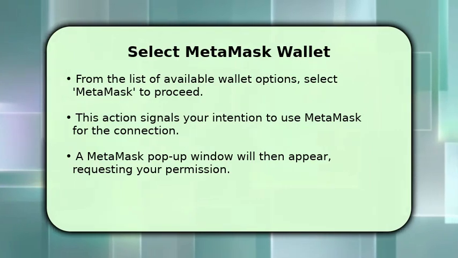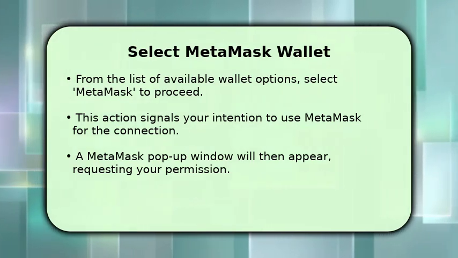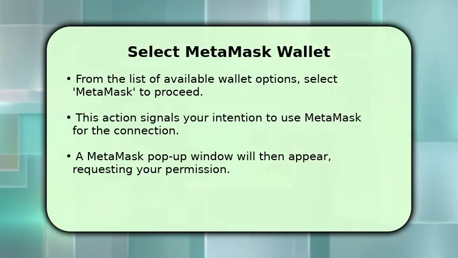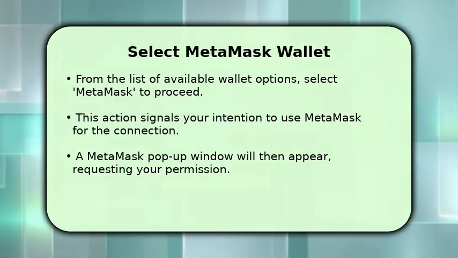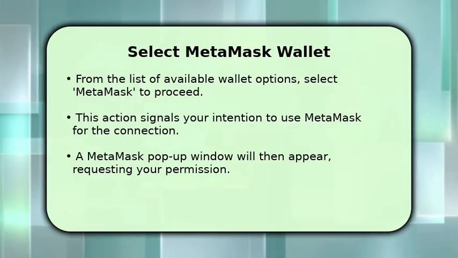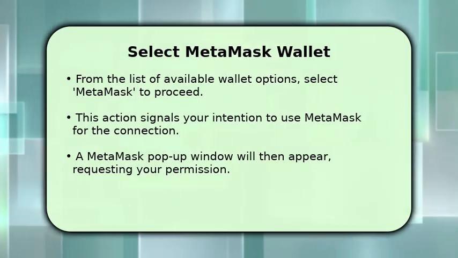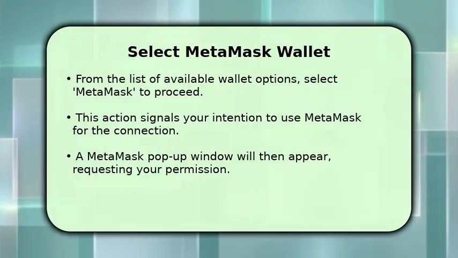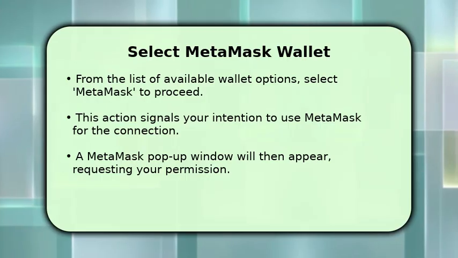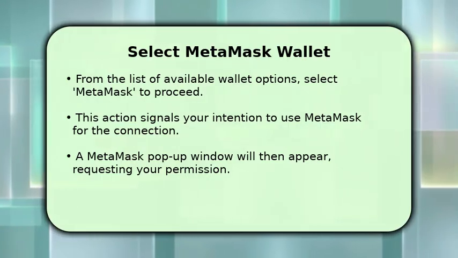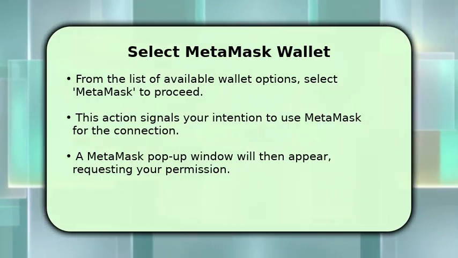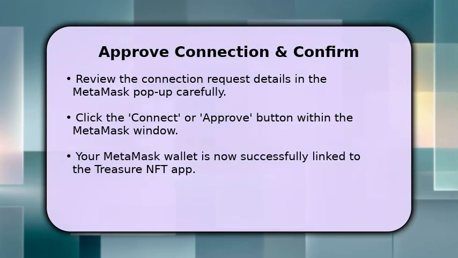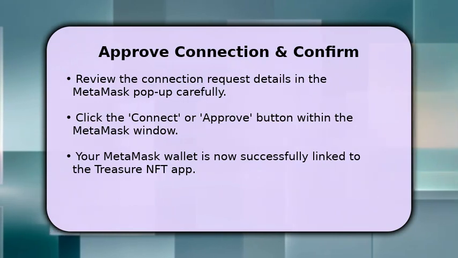After clicking Connect Wallet, you will see a selection of available cryptocurrency wallets. Here, you need to choose MetaMask from the presented options. This choice tells the Treasure NFT application that you wish to use your MetaMask wallet for the connection. Immediately after your selection, a small pop-up window from your MetaMask extension will appear, asking for your explicit permission to connect to the application. The final step involves approving the connection within your MetaMask wallet.